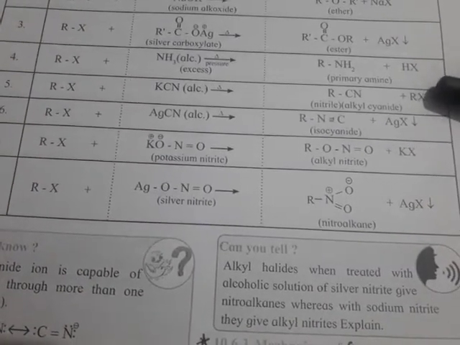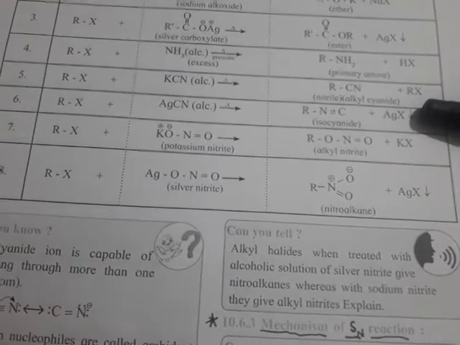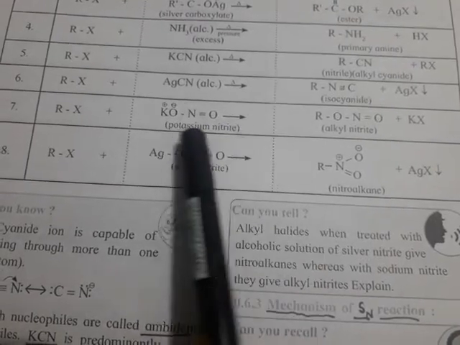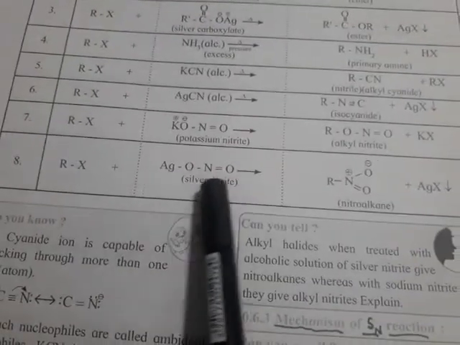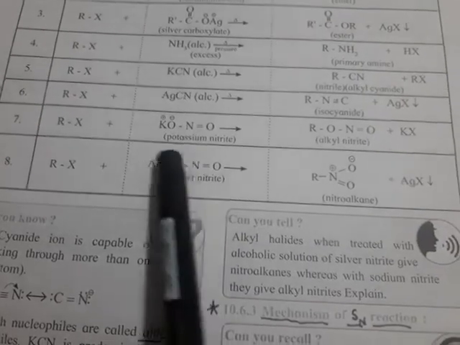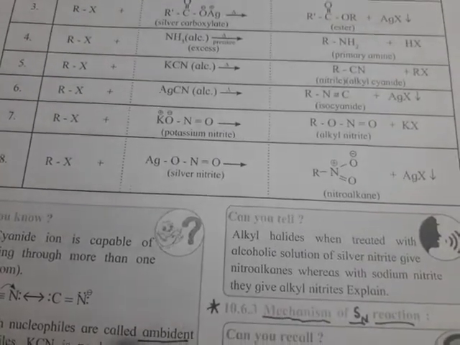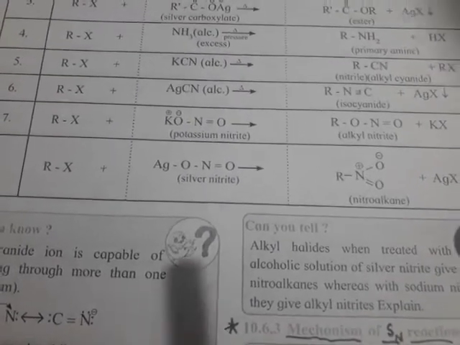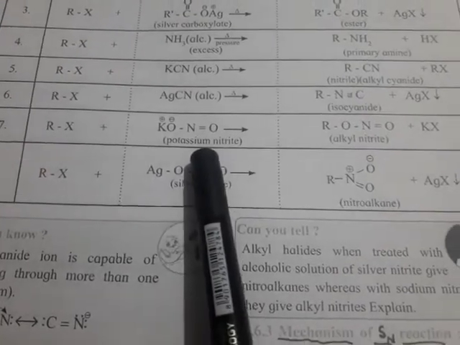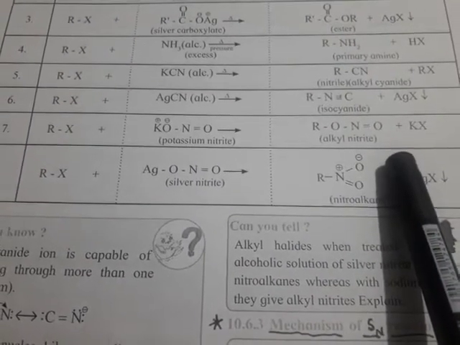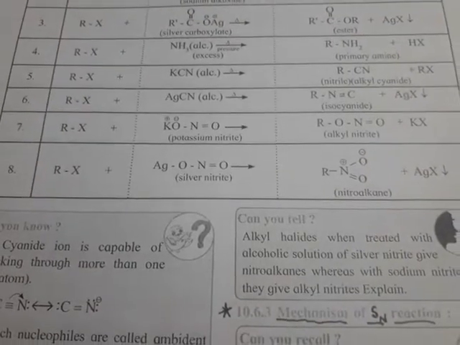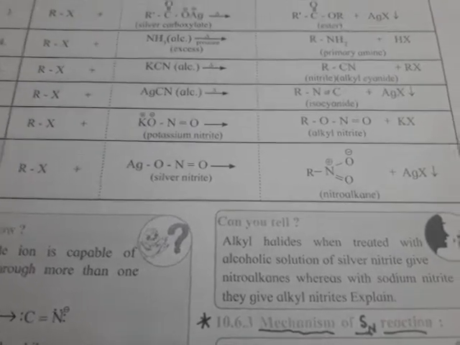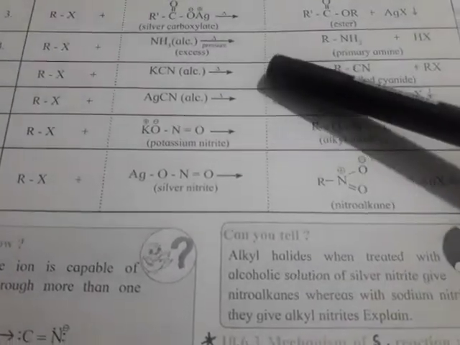Alkyl halide plus KCN we get cyanide, AgCN we get isocyanide. Same reaction with KONO, or we write it as KNO2, and AgONO we write as AgNO2, but the actual bonding is like this. This is called potassium nitrite, and another substance is silver nitrite. So RX reacts with potassium nitrite and we get alkyl nitrite, and when RX reacts with silver nitrite we get nitroalkane as the product.